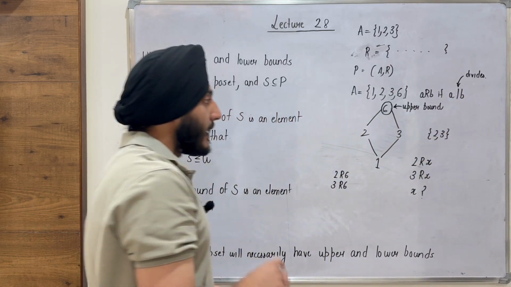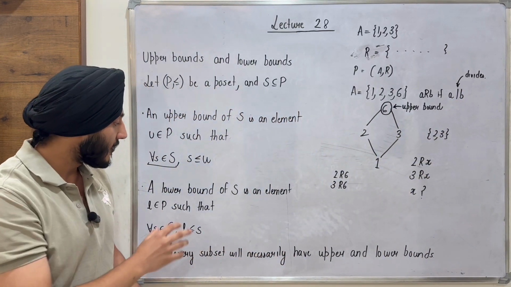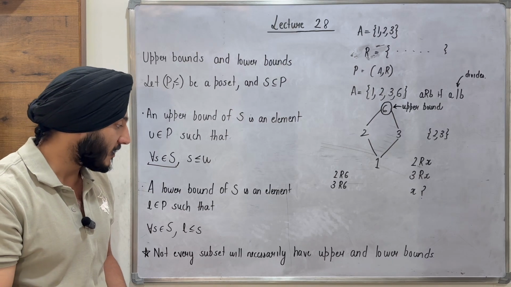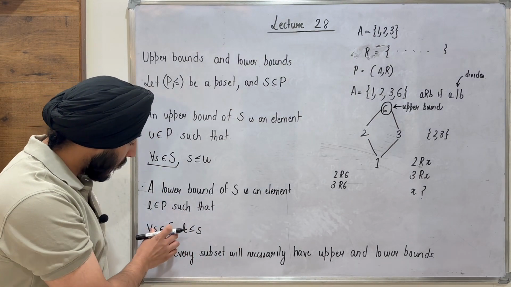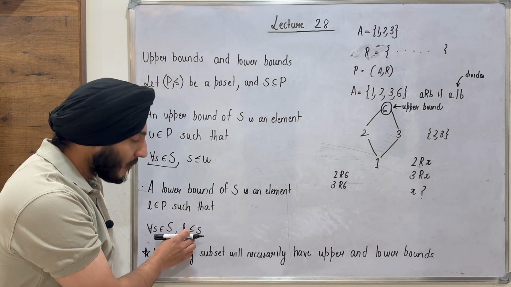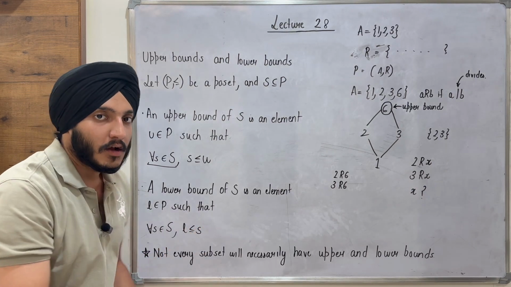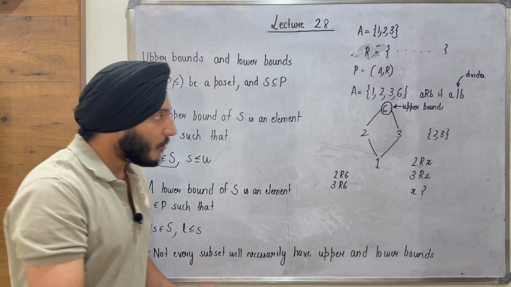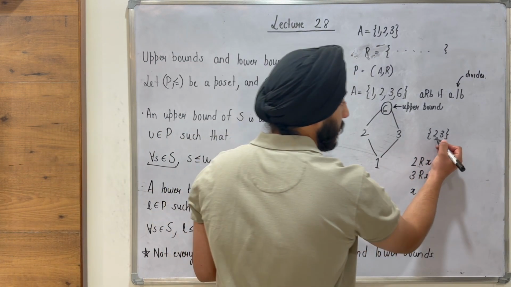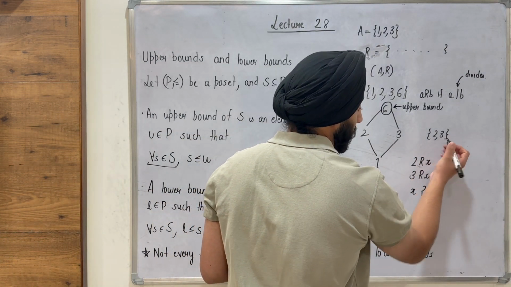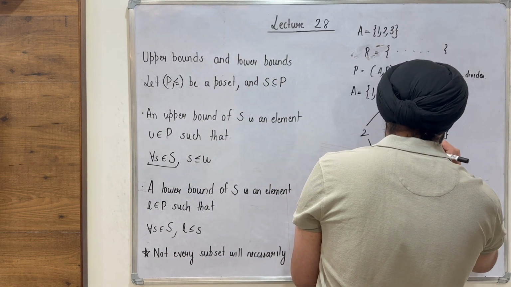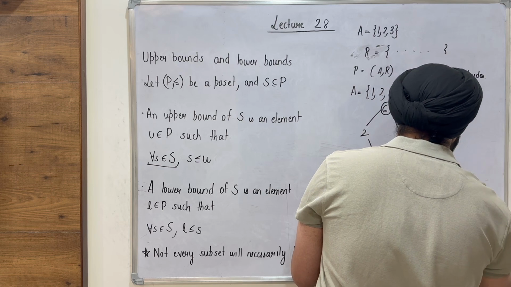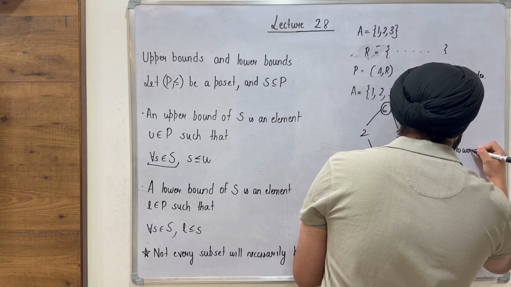Okay. Now let's try to understand what is the lower bound for this case, right? A lower bound of S is an element L such that for all the values, this value L is less than equal to S. So now what I'm trying to do is I'm trying to find a value which is less than 2 and less than 3 as well. So in this case, this is for the upper, right? For the lower, I would have something like this, right?